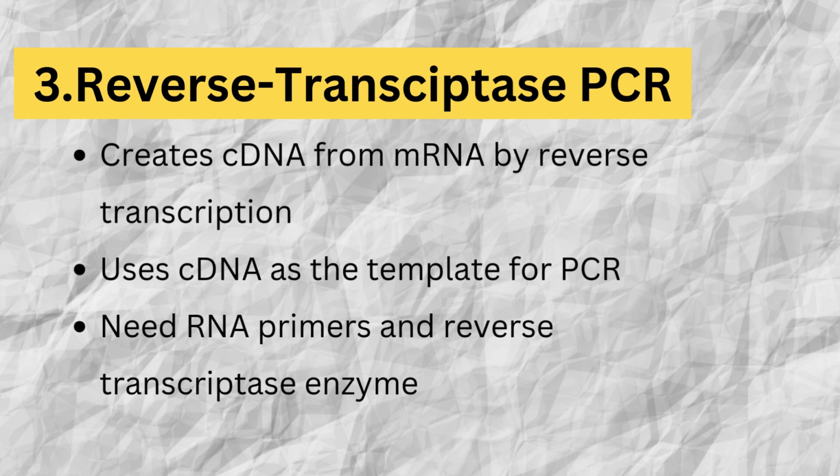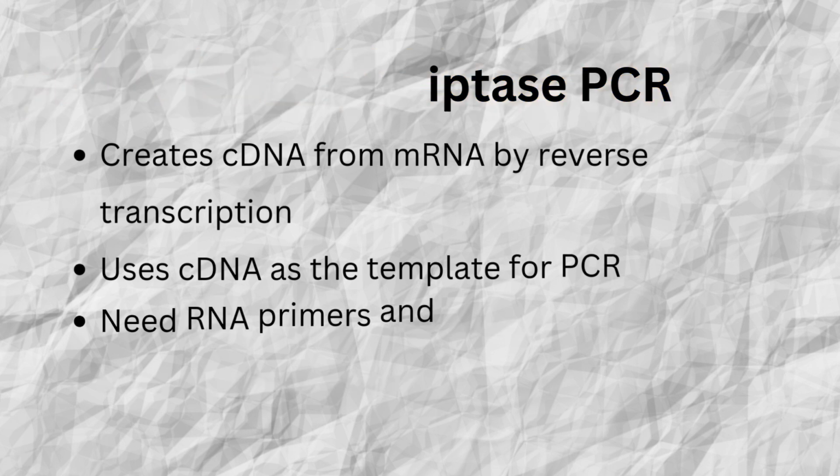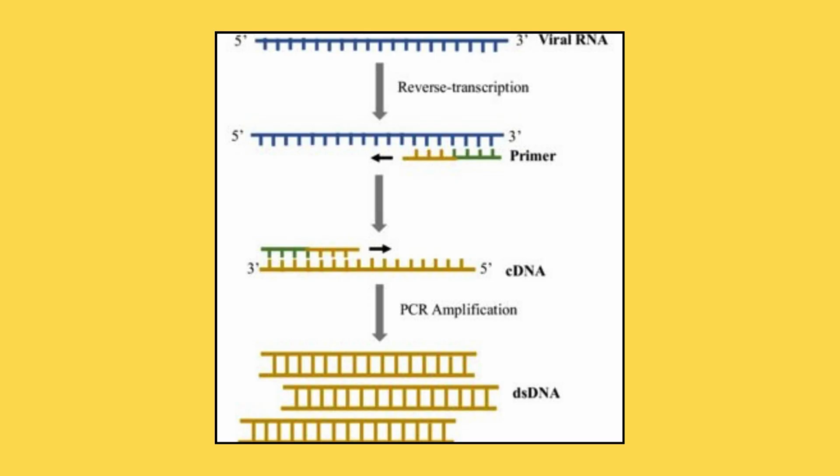Number 3. RT-PCR. Reverse Transcriptase PCR is a combination of reverse transcription and PCR, which generates cDNA from mRNA. The cDNA is later used as a template for PCR. Since RT-PCR uses RNA, reverse transcriptase enzymes and primers for mRNA will be needed in addition to the basic materials of PCR. Before PCR can be initiated, the RNA is denatured and reverse transcribed to create cDNA, which is then used as the template.